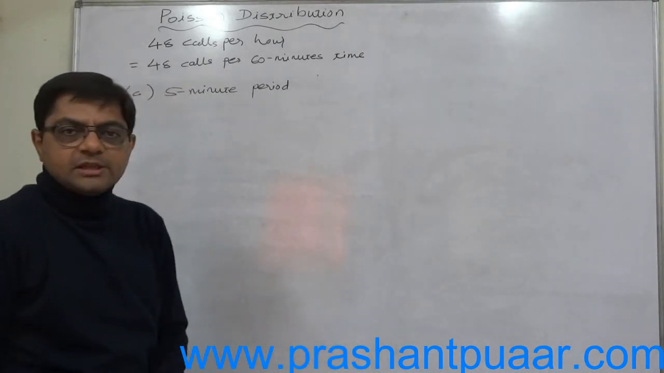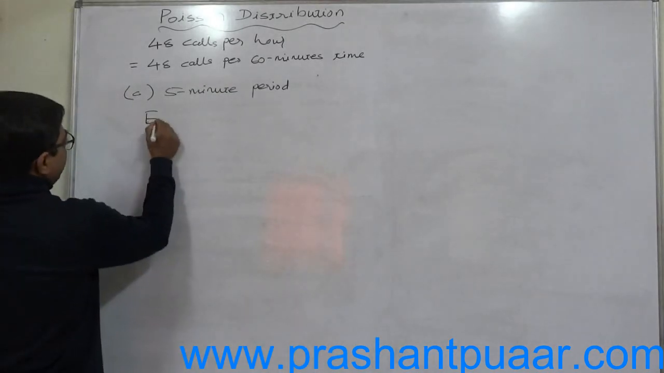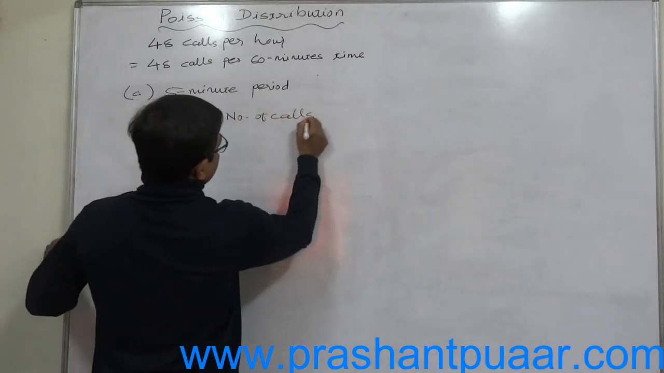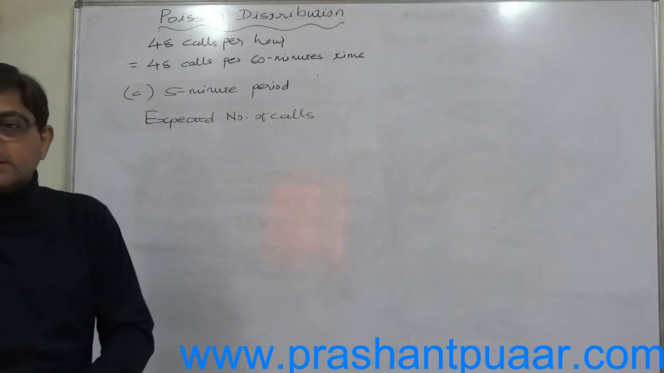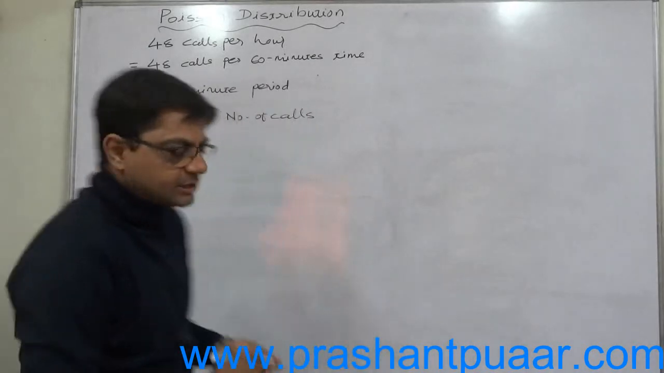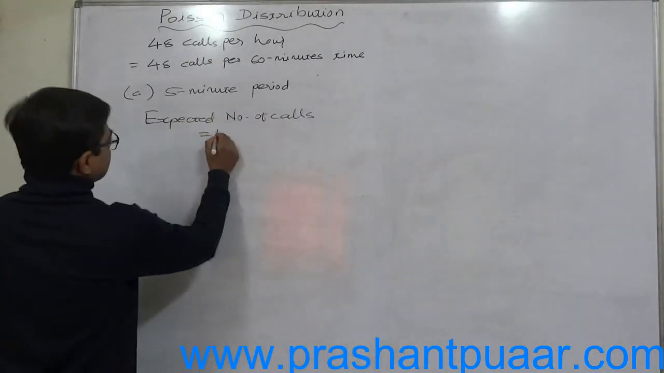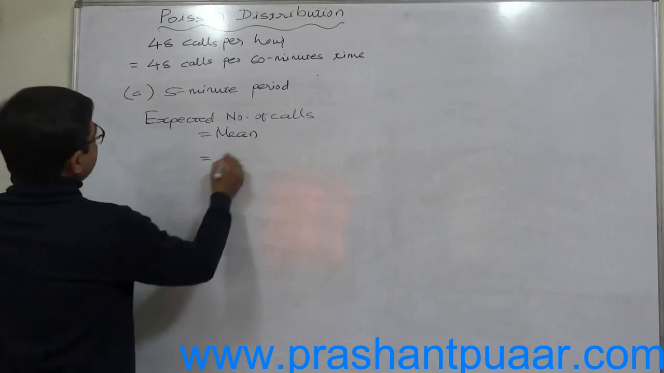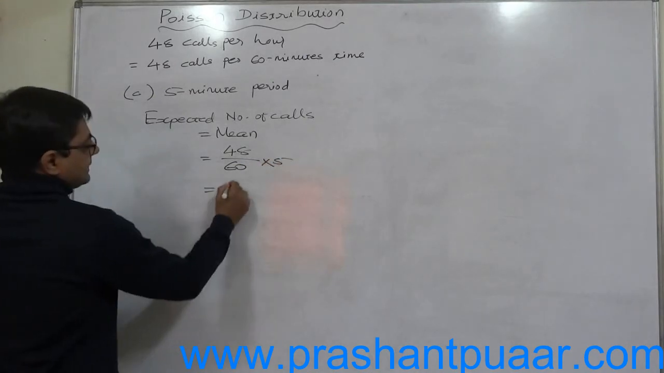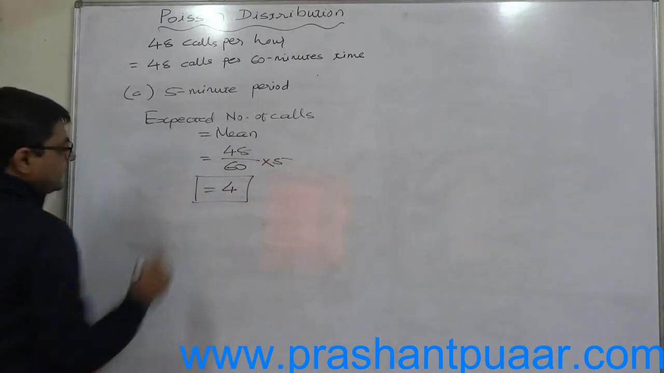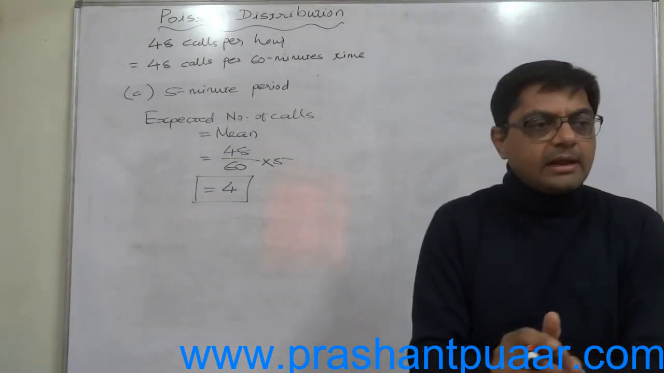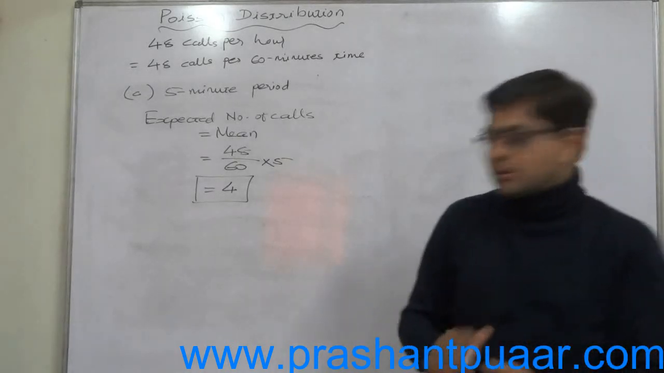So expected value means we know that ultimately it is mean. Expected number of calls waiting at the end of 5 minutes means we are expecting to receive in this 5 minutes period. Expected number of calls means ultimately mean, and mean for 5 minutes is 48 by 60 into 5, and that is 4. So we can expect that at the end of these 5 minutes 4 calls will be waiting when the clerk ends or completes talking on the current call.